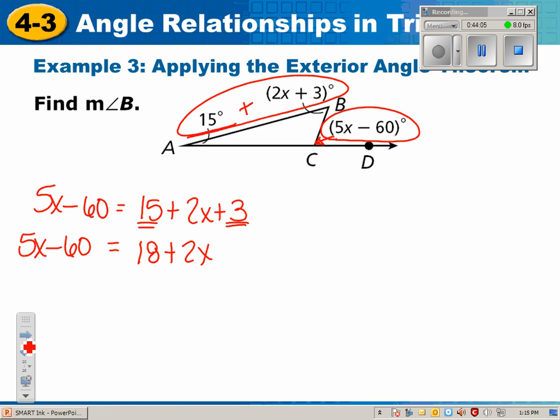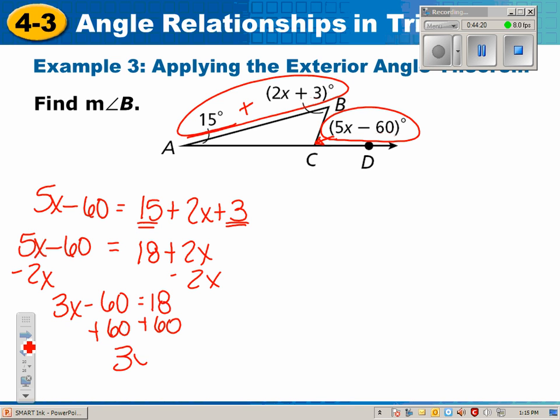Now what do I do to solve? Subtract 2x. So 3x minus 60 equals 18. Good. Add 60. So 3x equals 78. Divide by 3. What's x?